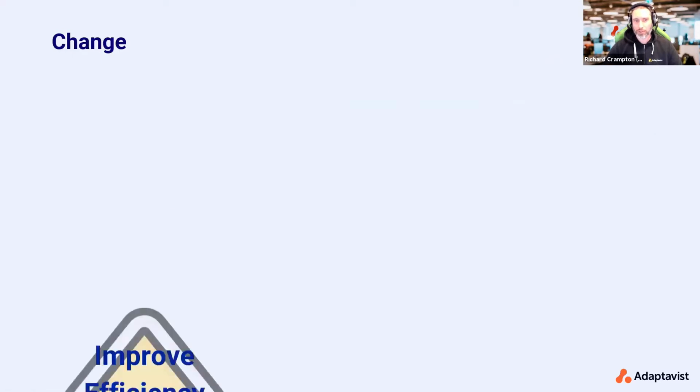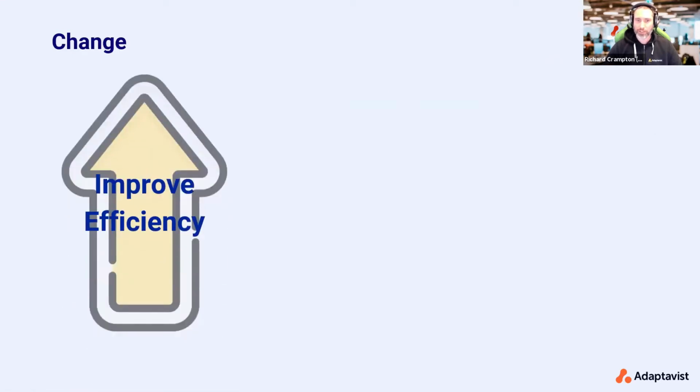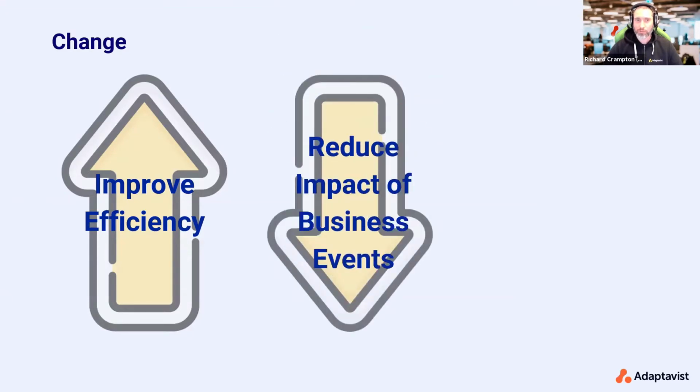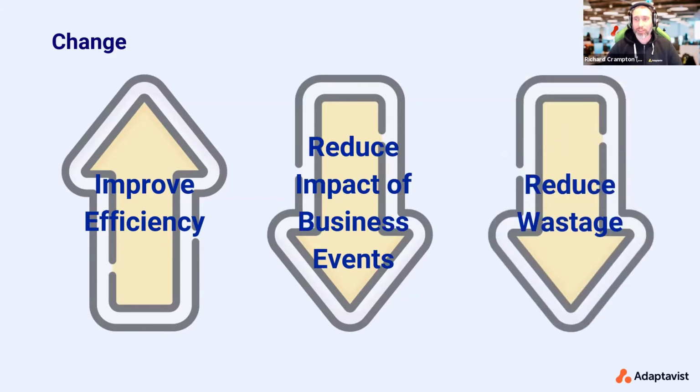We're going to focus on three key areas where a service management implementation can help any business. The first of which is the increase in efficiency this can bring. Secondly, reducing the impact of business events. And thirdly, the reduction of wastage.